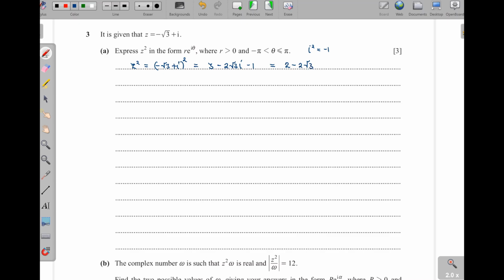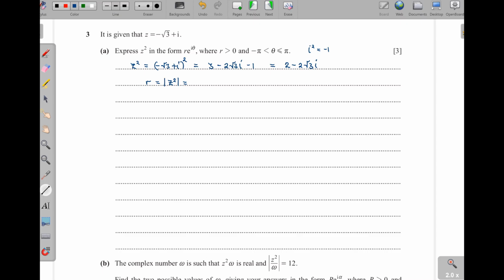Okay, so r is known as the modulus. Remember, it is this one that is given here. By the way, we have an i here. So r is going to be the modulus of this z squared.